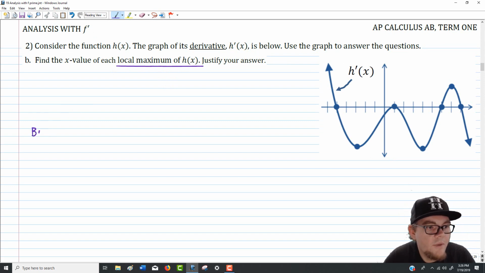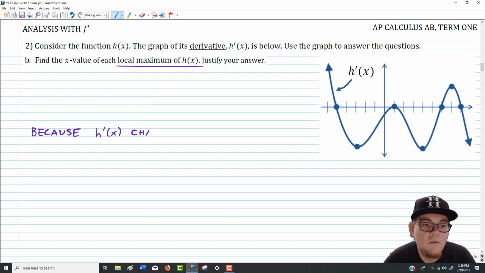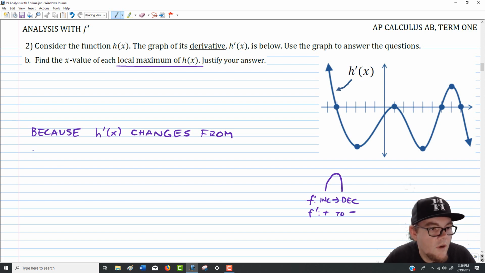So thinking here, our explanation is going to be because something happens in the slope to tell us that we have a local maximum. And we said it earlier today. It's going to be because h prime of x is changing, and specifically it's going to be because h prime of x changes from, and for a maximum, remember we've done this before, f goes increasing to decreasing, and specifically f prime goes positive to negative. So from positive to negative.